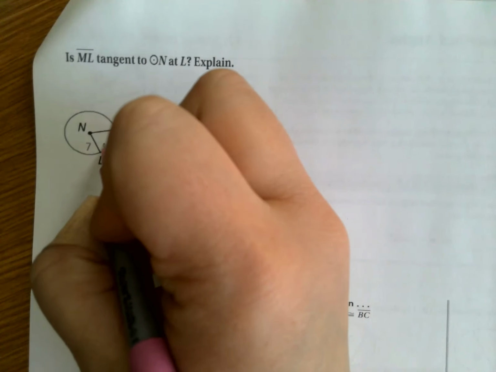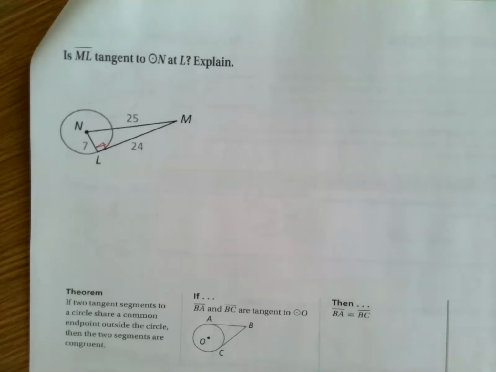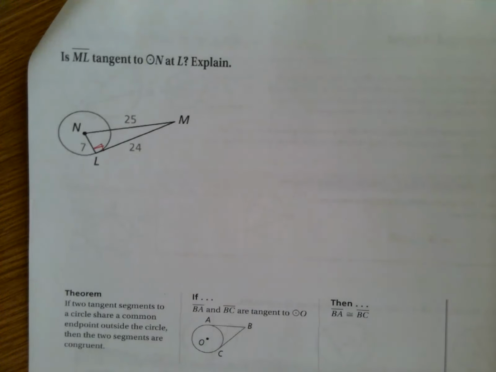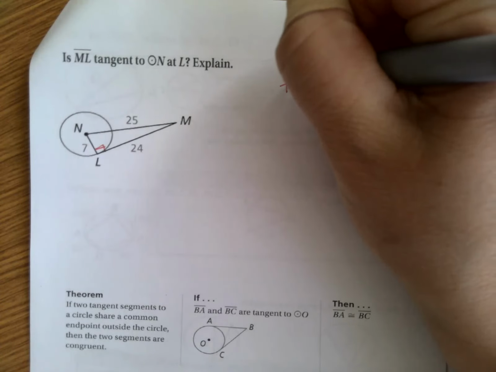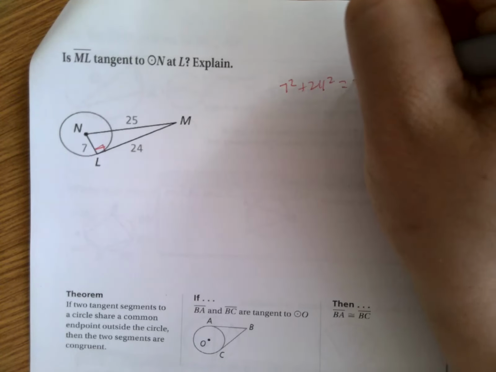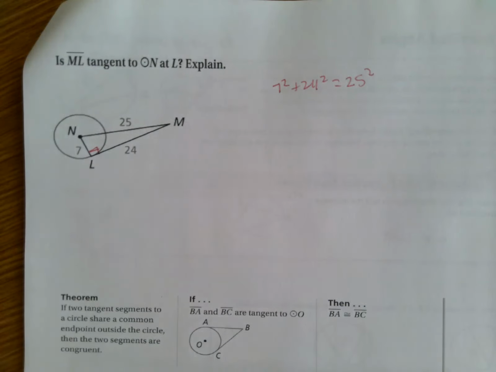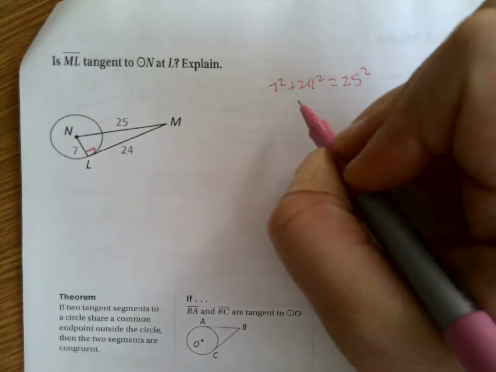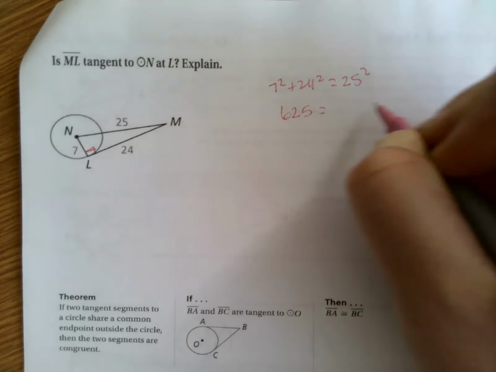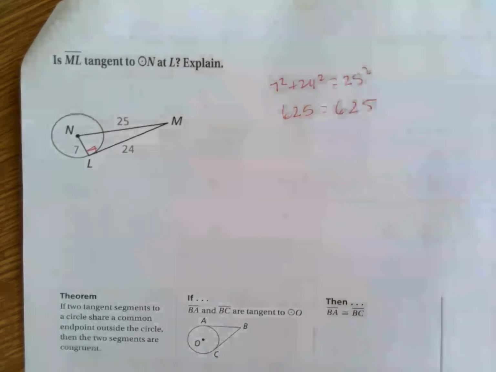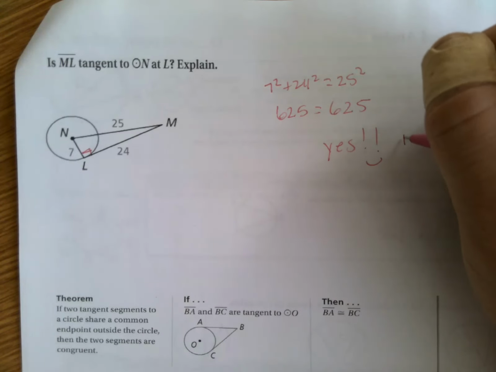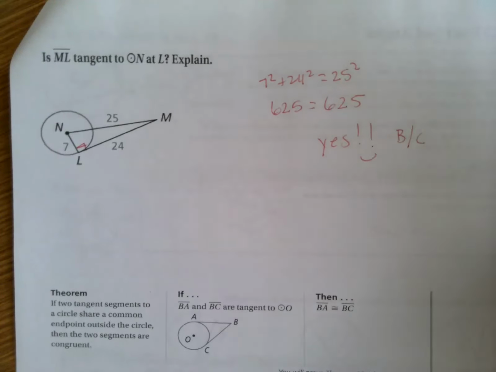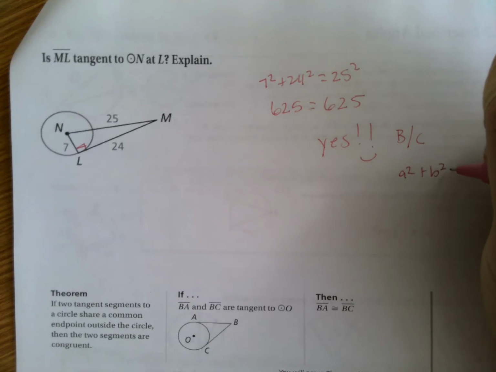This last one says, is ML tangent? Well, if it's tangent, this needs to be a right angle. So how can we prove whether it's tangent or not? If that's a right angle, then a squared plus b squared should be equal to c squared. If we do 7 squared plus 24 squared, we get 625. And if you do 25 squared, you get 625. So yes, it is tangent because it satisfies the Pythagorean theorem.